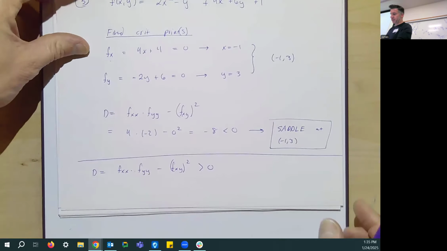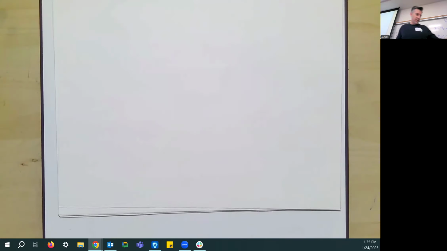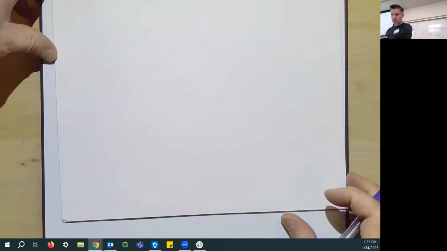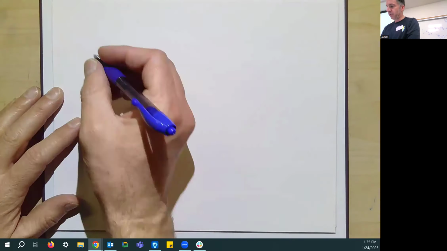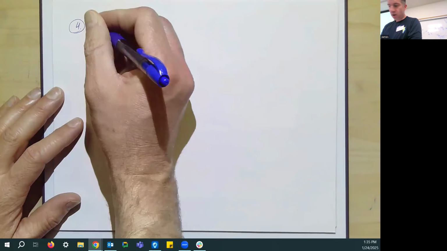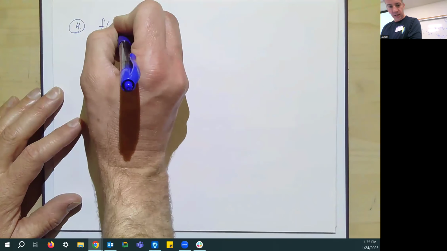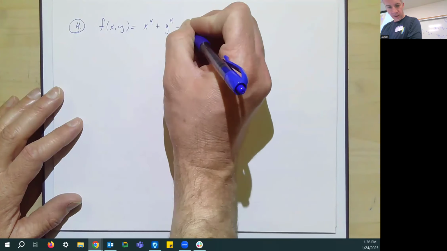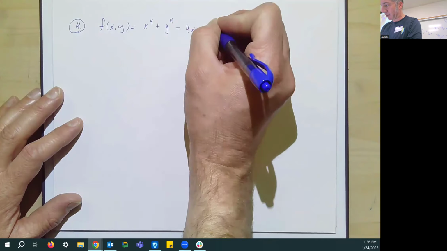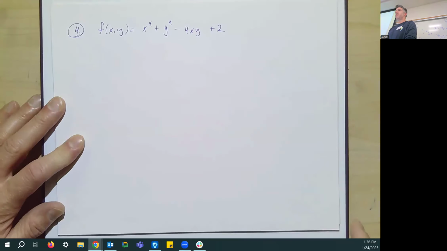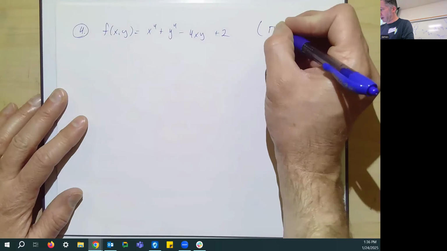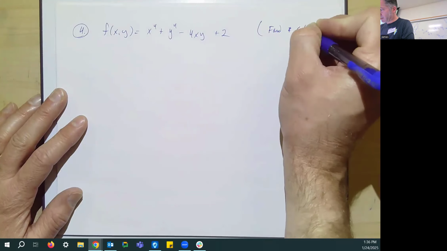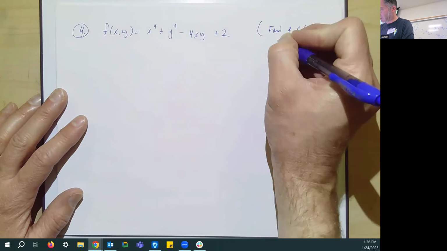Let's look at some more examples. They do get more interesting. These first two I think are kind of boring. Let's do some more exciting problems here. So let's say we have f of x comma y equal to x to the 4th plus y to the 4th minus 4xy plus 2. Same spiel, right? Find and classify critical points.